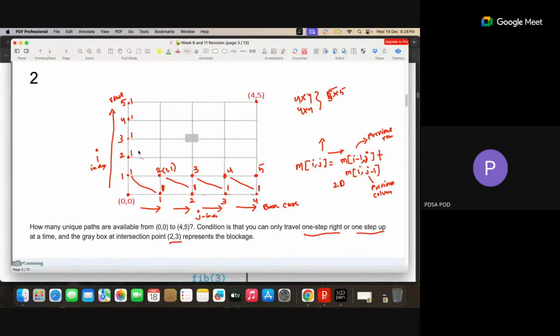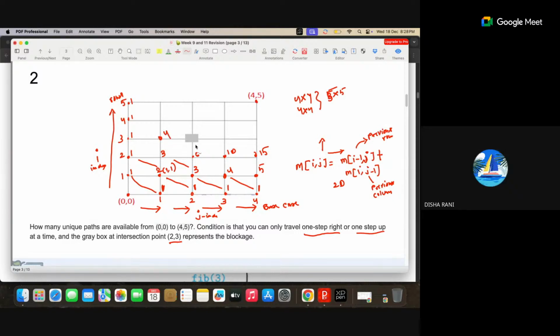In similar lines, what is the sum of these two? 3. Then what is this? 6. This is 6. What is this? 10. What is this then? This part? 15.